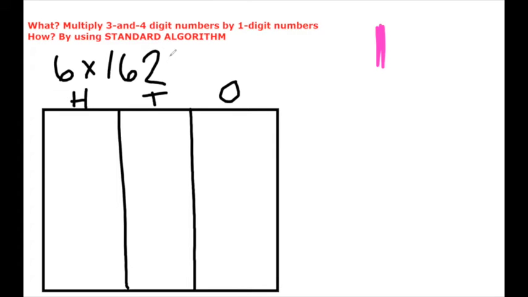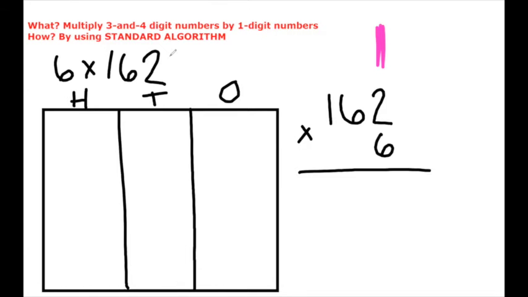Now our standard algorithm, we set it up vertically. The bigger number always goes on top, and make sure we line up the lower number. So our first step will be to put 162 into the place value chart. How many ones do we have? How many tens do we have? How many hundreds do we have? Good. We now have one group of 162.